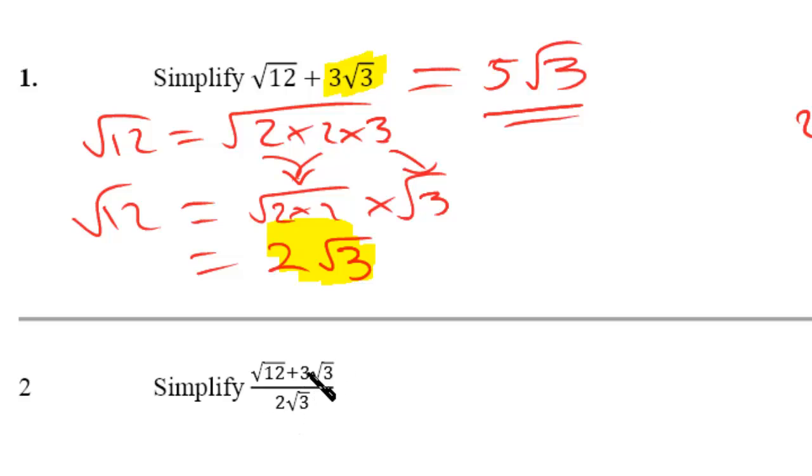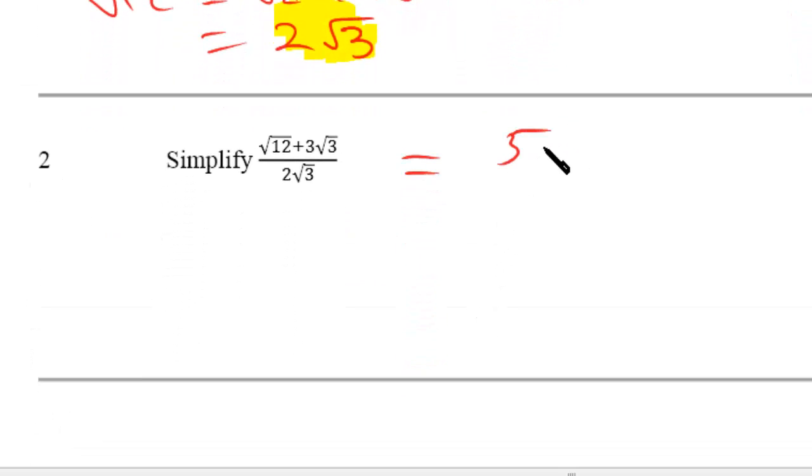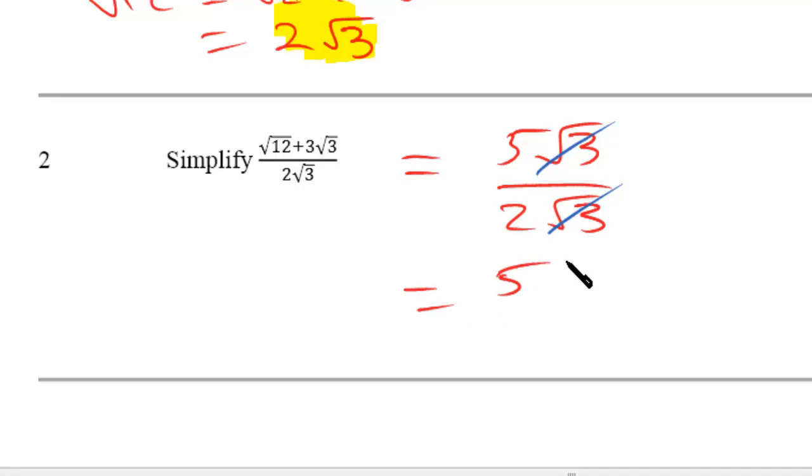Now in this question, notice we've got the same numerator as we had as the expression in the last question. So therefore this is just going to be the same as 5 over the square root of 3, so 5 times the square root of 3 over 2 times the square root of 3. And because we have a common factor of root 3 on top and bottom, we can just cancel those common factors. So this is just equal to 5 over 2.